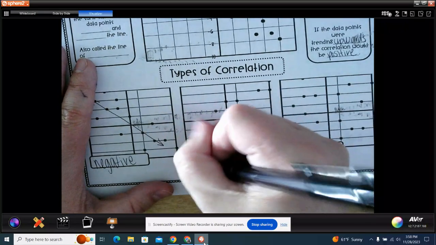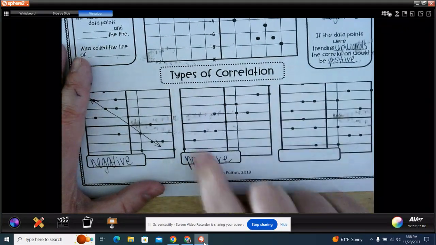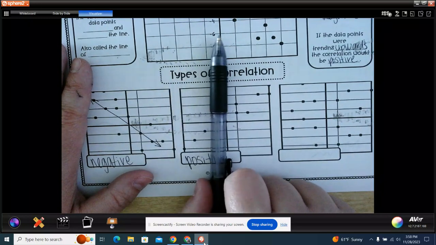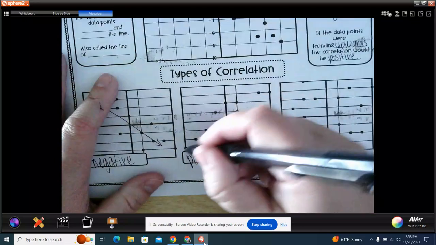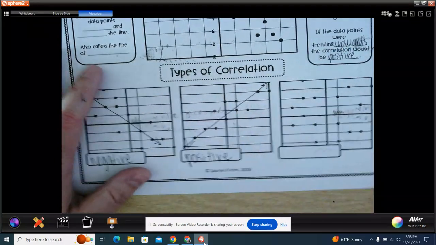This next graph is going to be positive correlation, because the data is going up. When I move my pen across the page, the dots are going up. And when I draw a line through the data, it is a line going up.